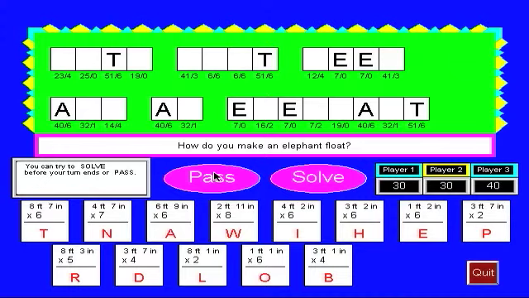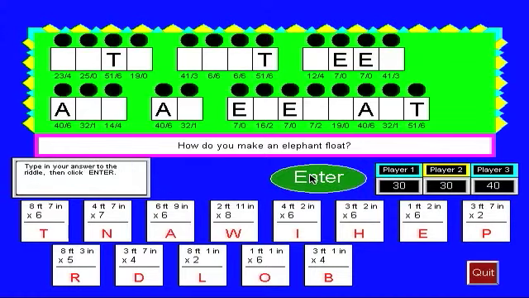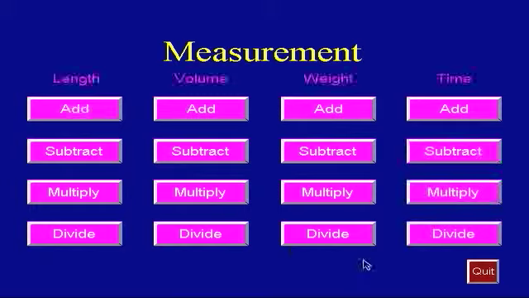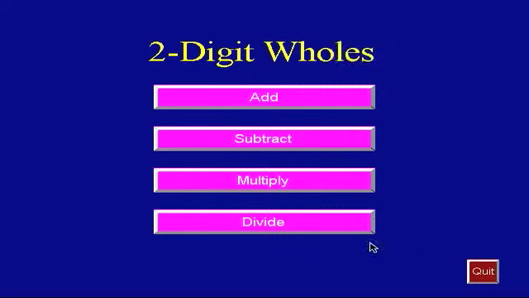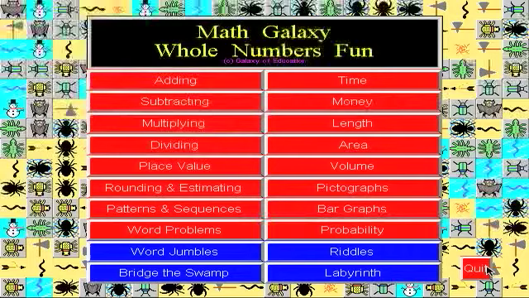So after a few more letters, it looks like we're ready to solve this. So with root beer and an elephant. Okay, so that works. And you can also do money and 1 or 2 digit rules for all of the operations. And the word jumbles game is like the riddles, except you're solving word jumbles rather than riddles.